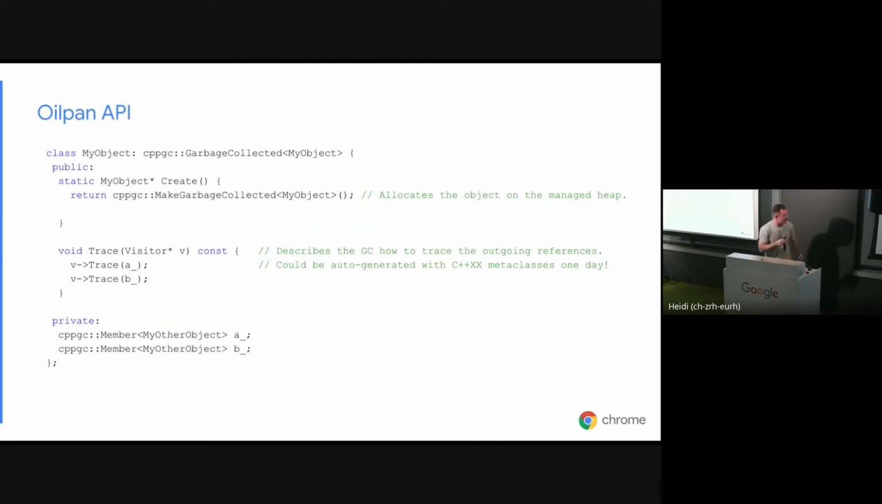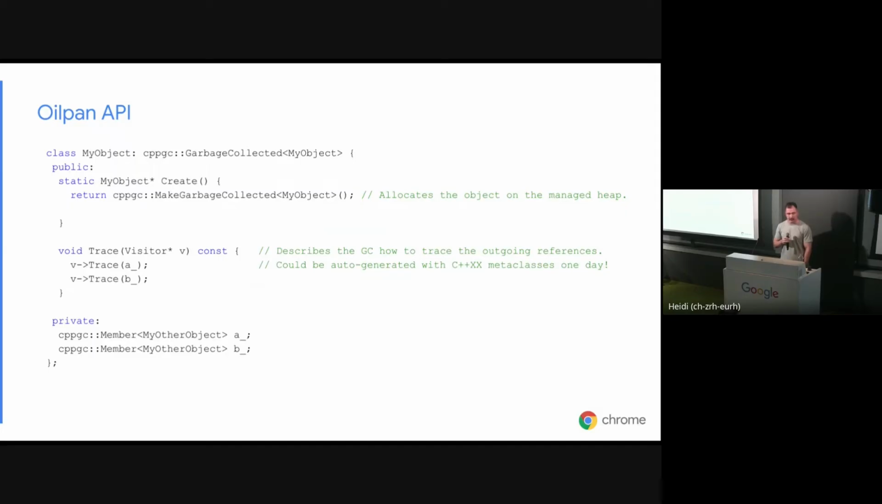So the API of the garbage collector is actually somewhat trivial. You need to inherit from the garbage collected class. Whenever you construct an object, you need to call cppgc make garbage collected. It allocates the object on the managed heap. It's basically the counterpart of make shared. For the pointer abstractions, we have Member. This is like shared_ptr basically, in the managed world. And we also need to provide the Trace method, basically the method for the GC to know how to trace the object. It cannot be auto-generated with C++. We don't have metaclasses yet.